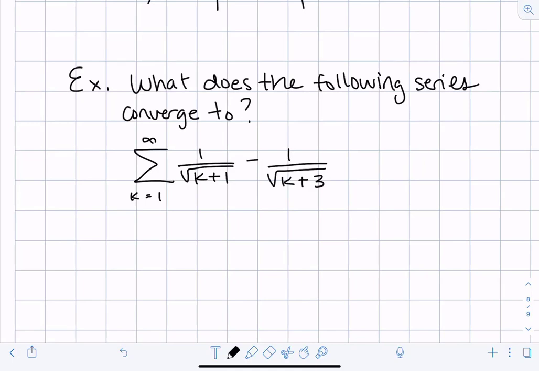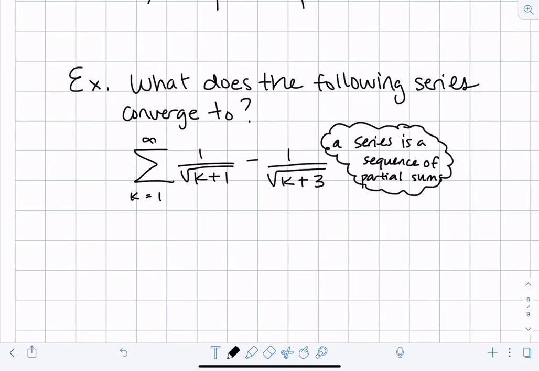So how we do this in general for a telescoping series is we're actually going to need to write out the sequence of terms. What you might remember is that a series is a sequence of partial sums. That's going to be useful for us to know because if we can write out a formula for the sequence, then we can take the limit of a sequence, which is the thing that we actually can do, versus with a series. If you can't do this process, you can't always know what it converges to.